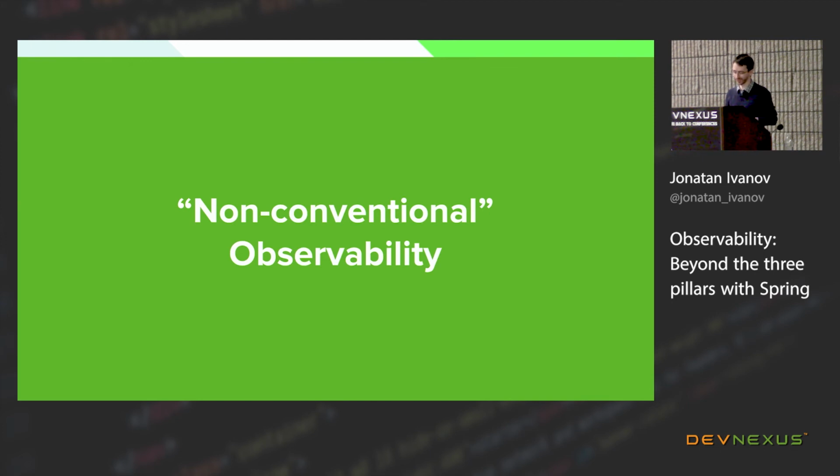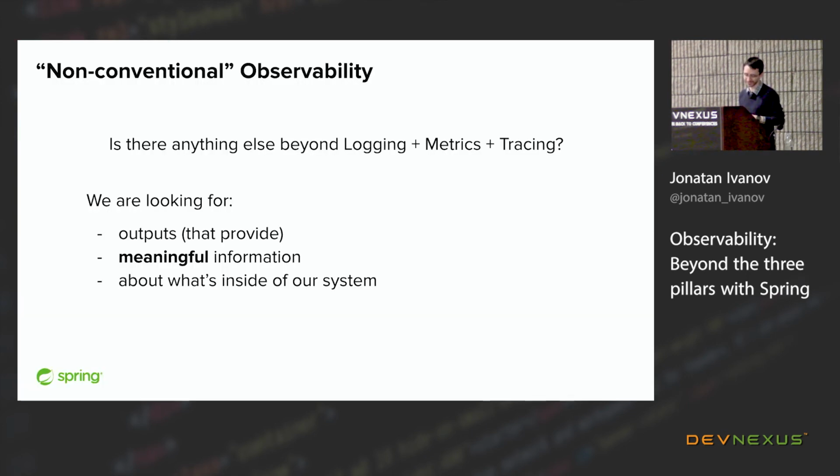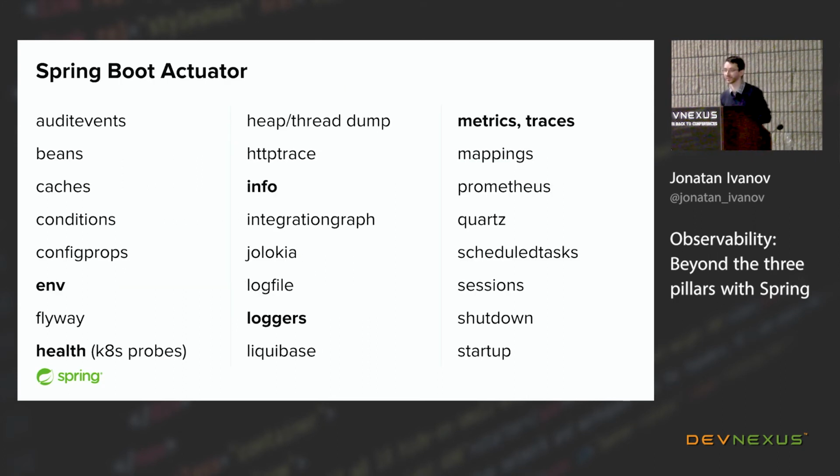Okay, cool. My favorite part, non-conventional things. So the question really here is, is there anything beyond this? So just to go back 40 slides back in time to our definition about observability, we are looking for something that provides some output for you, which is meaningful and tells you something about what's going on inside of your system. One example can be Spring Boot Actuator. By the way, this is my favorite Spring project.